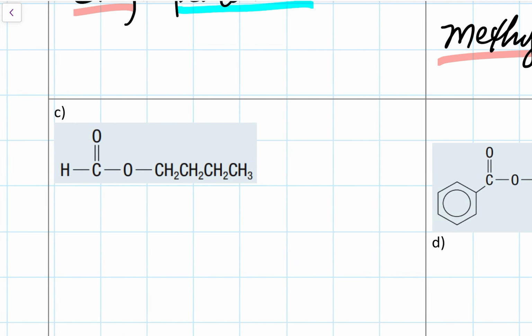Okay, well, look at this. Here we go. There's our formic acid derivative, so methanoate.